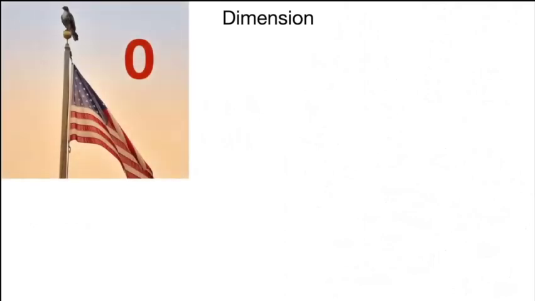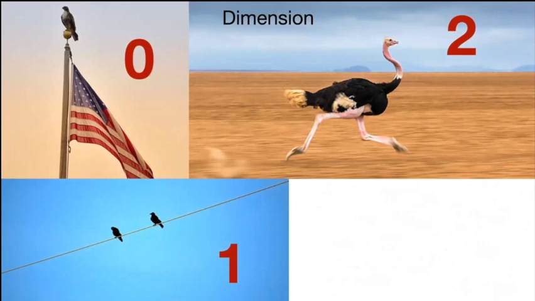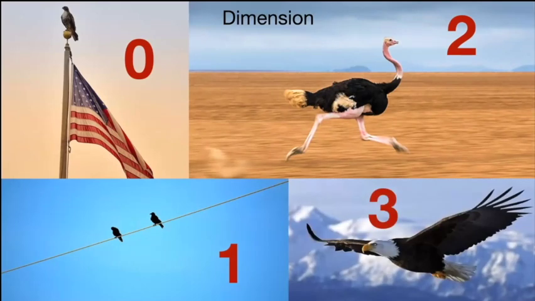So if we're talking about dimension, this is probably something that you are relatively familiar with, at least in some sort of abstract way. You could imagine this hawk sitting at the top of a flagpole experiencing zero dimensions. These crows sitting on a telephone wire experiencing one dimension. This ostrich, which is free to roam in two dimensions along the ground. And this eagle, which can take advantage of all three dimensions in air. This is probably not anything too surprising for you.